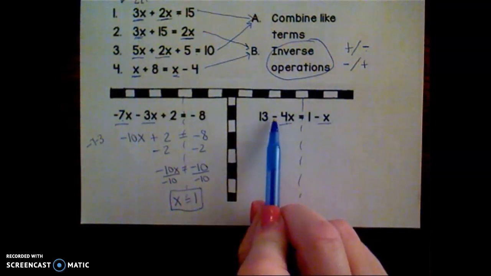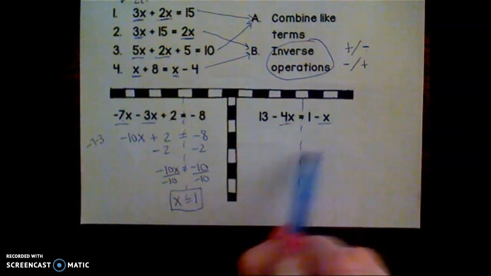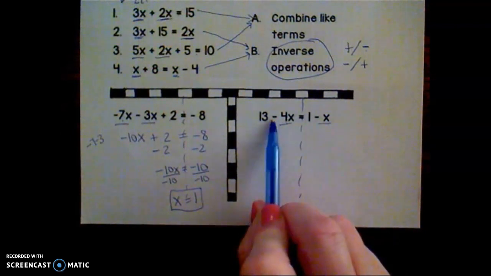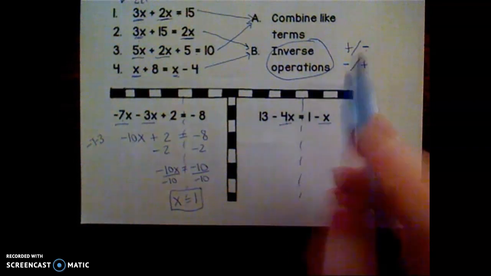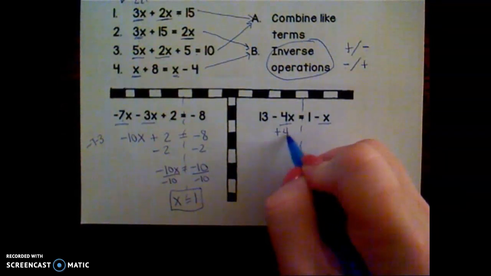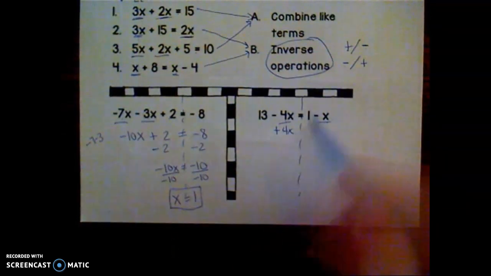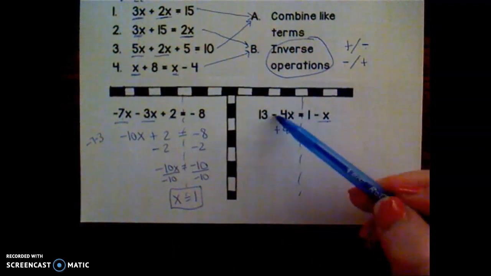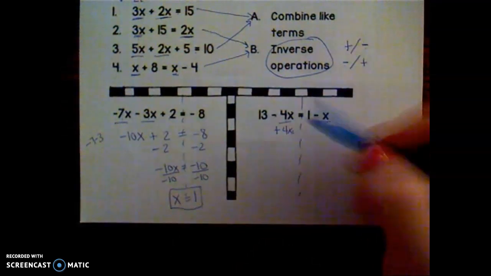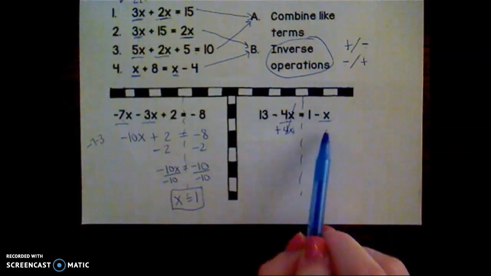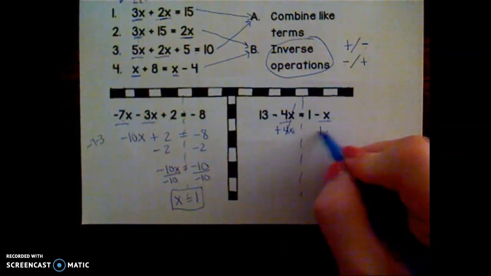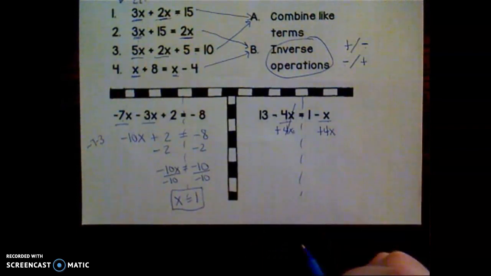So if I want to get rid of this minus 4x so that I can get my x's on one side, since it is negative, I'm going to have to add to get rid of it. So I'm going to add 4x. So do you see those will cancel? A negative 4x and a positive 4x will cancel. But what I do to one side, I have to do to the other side. So I'm going to add 4x over here as well.